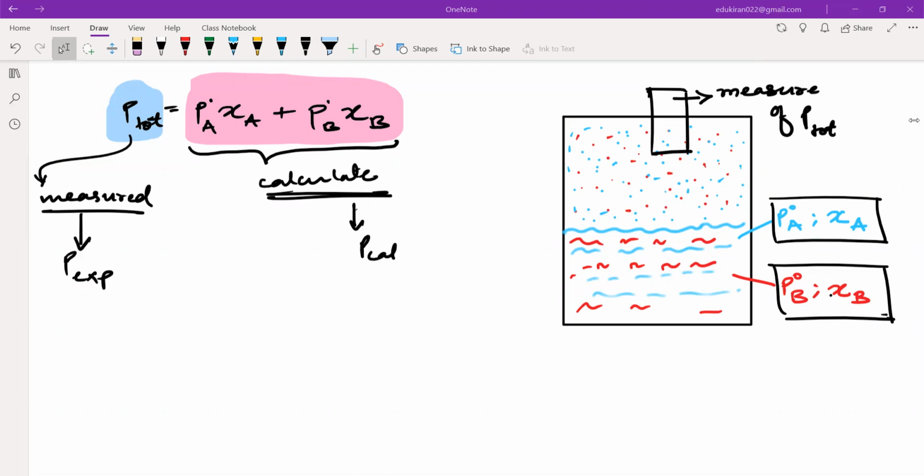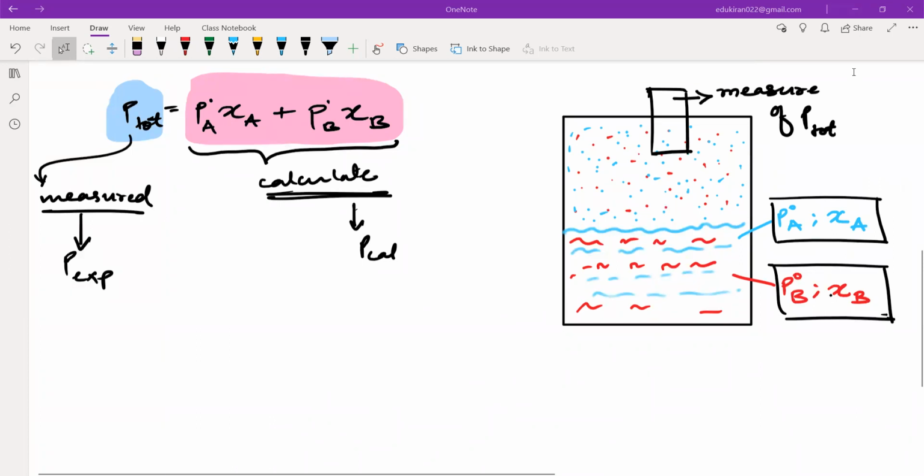Now this concept of experimental and theoretical, I will bring this up in the next chapter, electrochemistry. I will bring this up in chemical kinetics also. These things will clear up a few very minute doubts that you can have. Okay, so experimental and calculated.